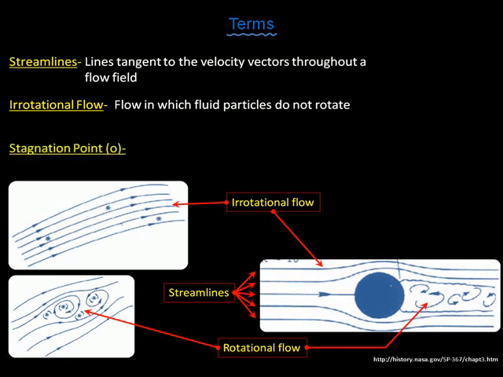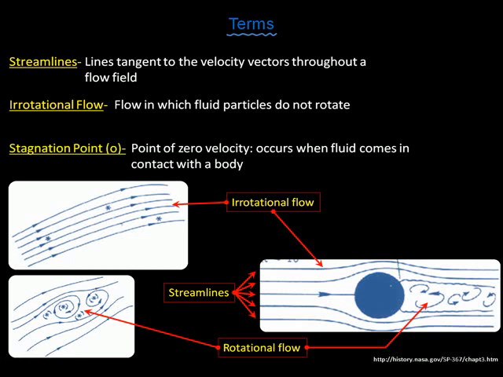And then finally, the stagnation point. The stagnation point is a point of zero velocity, and it occurs when the fluid comes in contact with a body. In other words, it crashes right into the front of that body. It rapidly goes to zero. The velocity of those fluid particles goes to zero, and it does so isentropically. And this is the stagnation point on the left-hand side of the cylinder.